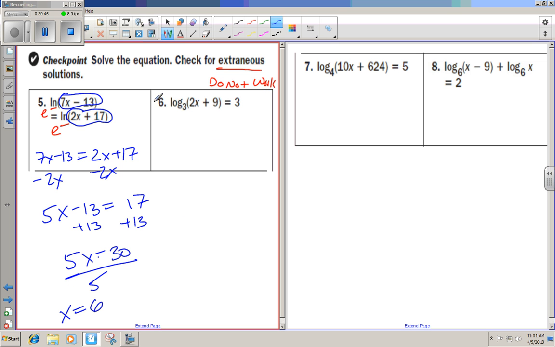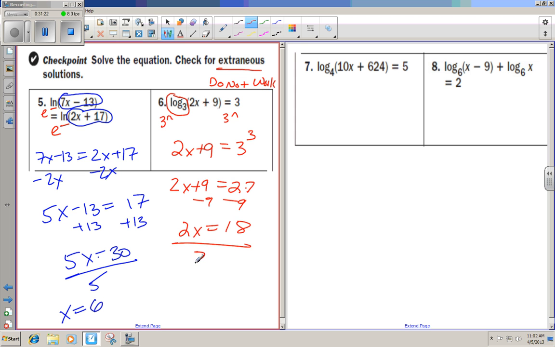Over here, notice you only have one logarithm. You do not have a logarithm on both sides, so you cannot use the equality property. You actually have to undo a log base 3. That log is undone by an exponential base 3. And once you do that, you still end up with an equation that you've been solving since middle school. 2x plus 9 equals 27, minus 9, 2x equals 18, divide by 2, x equals 9. And then you check to see if they work.